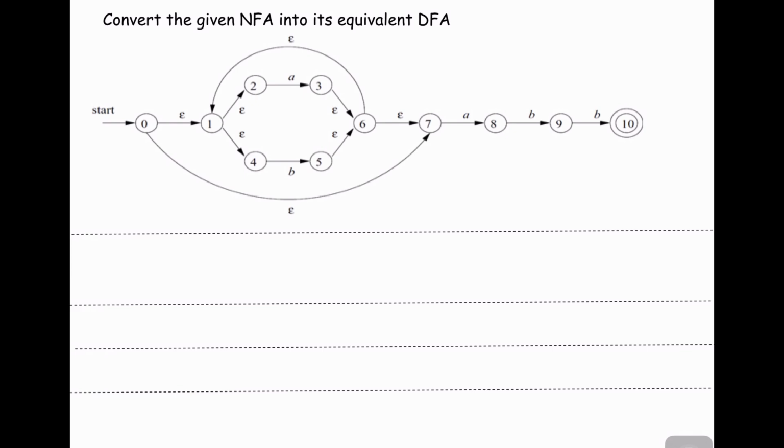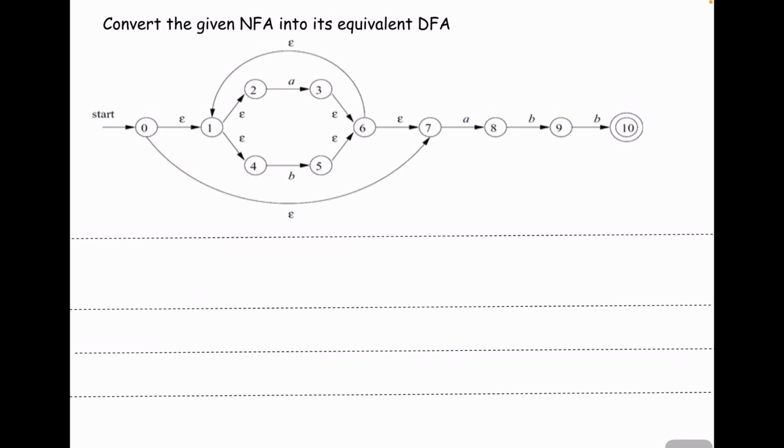First, as you all know, you need to find out the E-closure of each of the states: 0, 1, 2, 3, 4, 5, 6, 7, 8, 9, 10. What is E-closure? E-closure is the set of states which are reachable from Q without taking input. That means you are able to reach from one state to another state without taking any input. So that is called E-closure. You all know how to find the E-closure.